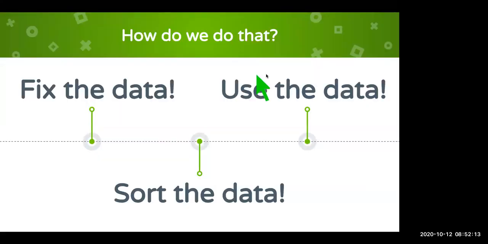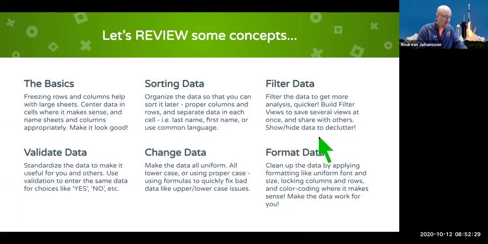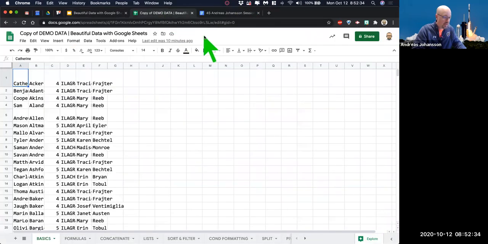Okay. So how do we do all of that? Well, we start by fixing the data, and then we sort it, and then we use it. And since we're in education, there tends to be certain ways that we organize data, typically by last name. So we're going to look at some of those things here this morning. And then there's some review of some concepts. But I'm going to jump right into my demo sheet here.